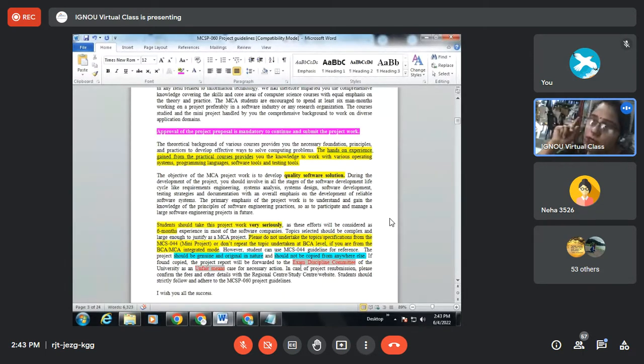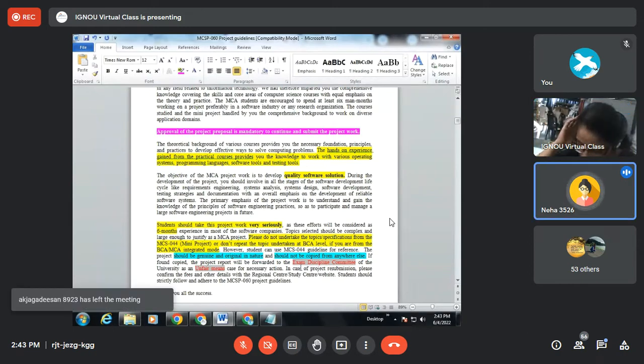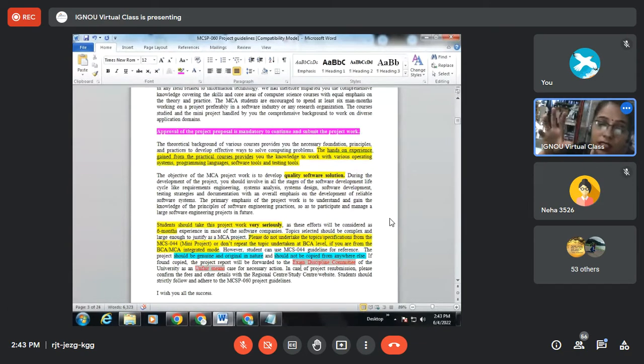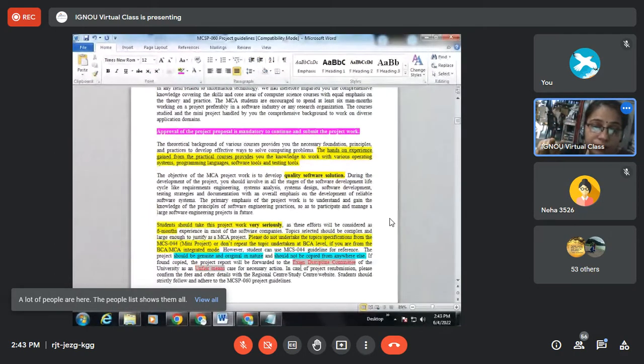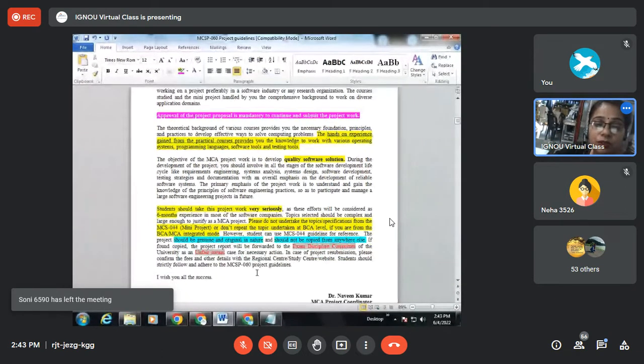Ma'am, which database are you talking about? Excel sheet. In our example, we have taken this Excel sheet as a container, as a repository, so that the entire list of titles will be there. So I can check that no two topics should be similar, right? So we have to ensure that also.